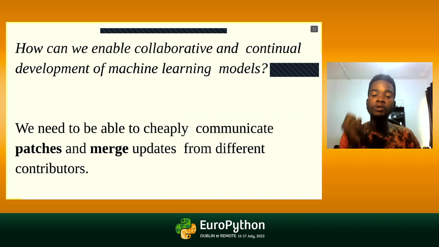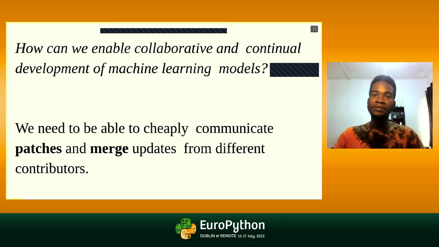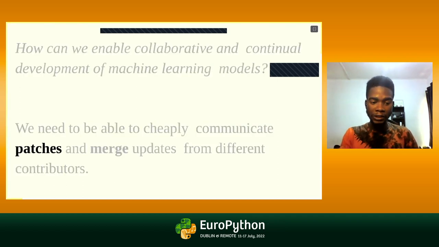One of the two most important answers is that we need to be able to cheaply communicate patches and merge updates from different contributors. So the patches are like minute changes made to a segment of that model, right? And then we want to be able to merge the updates, I mean, the minute changes being made by different researchers, and merge all of them into a single update without a degradation in performance, right? So let's focus on patches, for example.